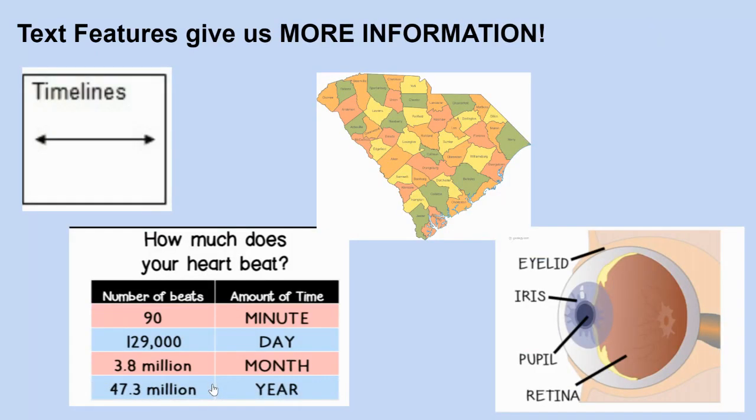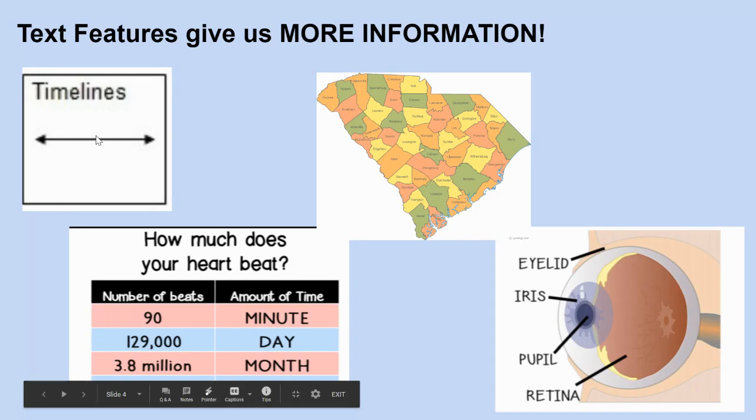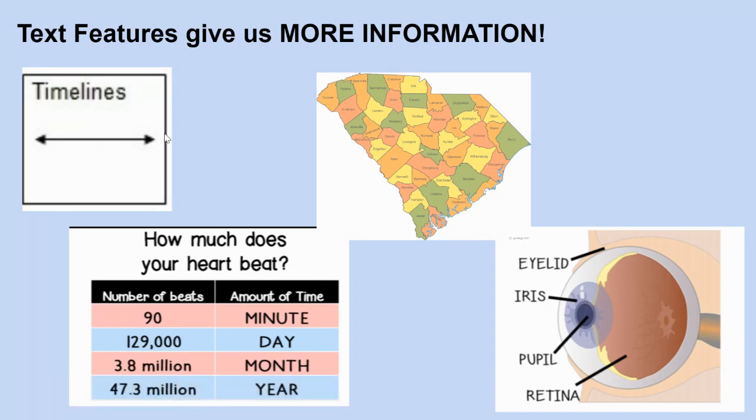Some text features are also used to give us more information. If I'm reading a text all about World War II, the author might include a timeline where he puts the events in order to help me understand when the events occurred. The author might include a map to help me visualize where a certain event took place. So I see in this map of South Carolina, I'm looking at all of the different counties in the state.